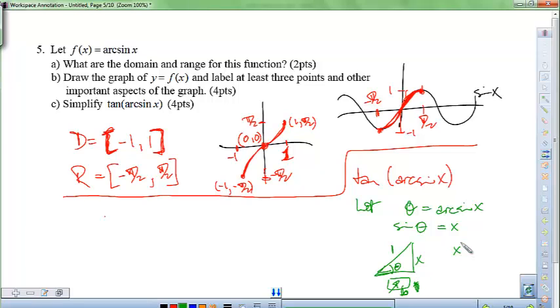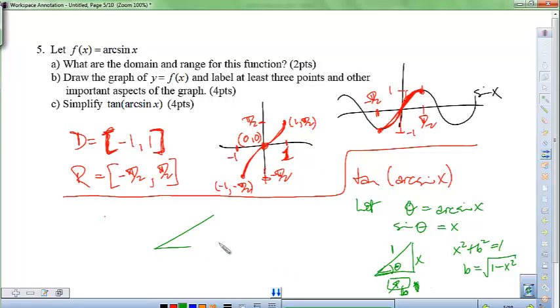Then we have x squared plus b squared is equal to 1. Sticking with a positive side, bringing the x squared to the other side, b squared is equal to 1 minus x squared. Now taking the square root, let's just consider the positive side, and so b is equal to the square root of 1 minus x squared. So that's what this is.